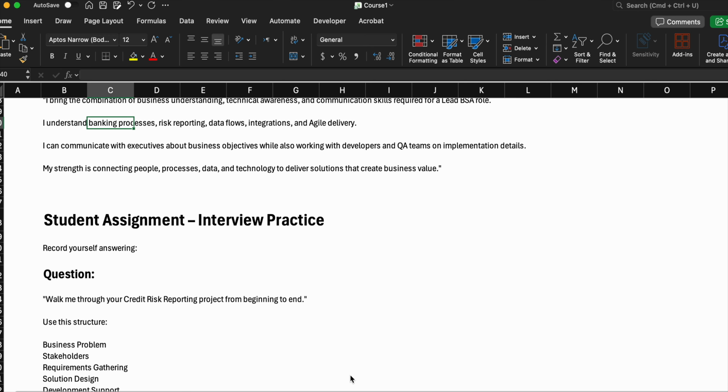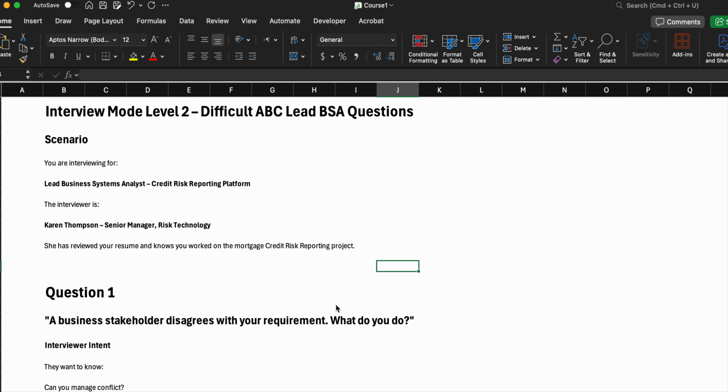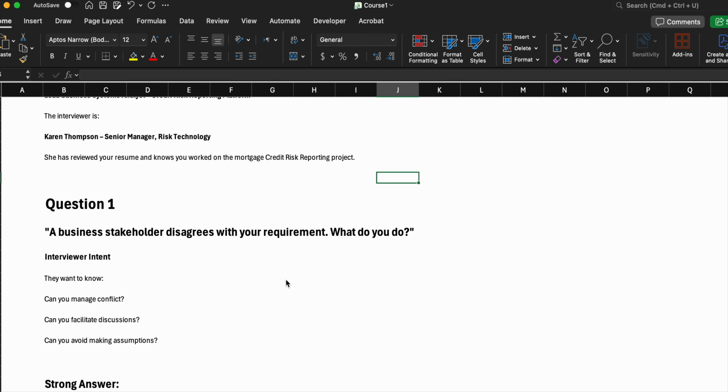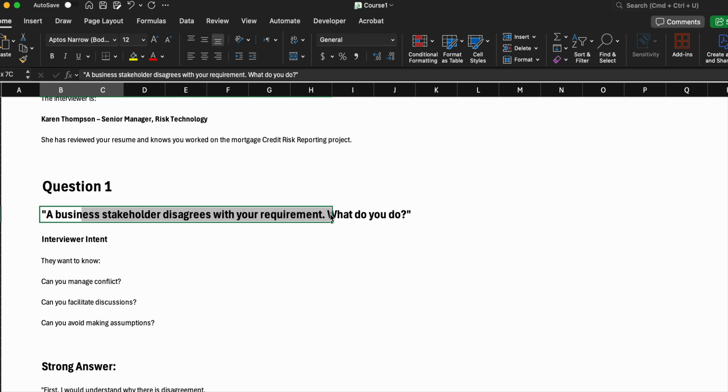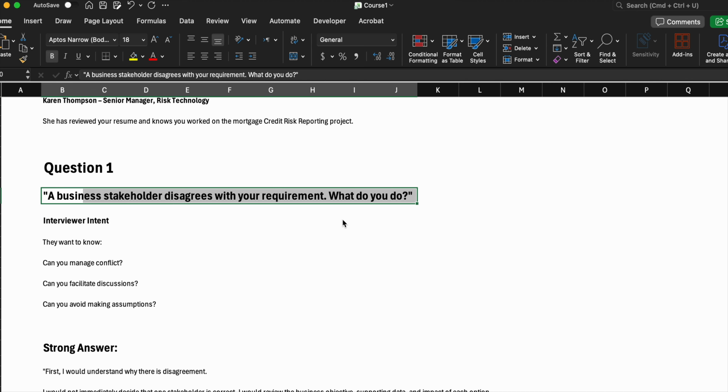So I'll go to the next scenario questions. These are typical questions. So they will ask, a business stakeholder disagrees with your requirement, what do you do? Multiple stakeholders, and both of them are saying different things. So let's say we have a customer service manager and a back office manager. They're telling their opinion, their perspective. So how do you handle this conflict?